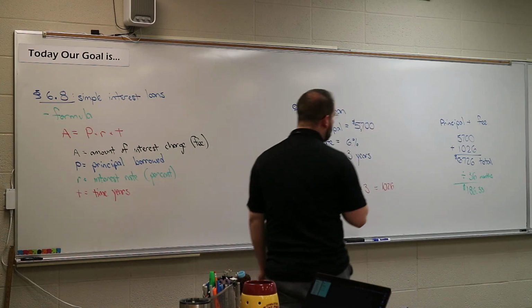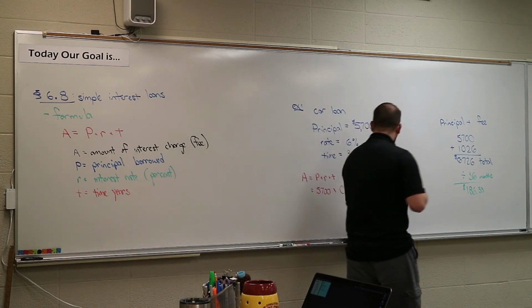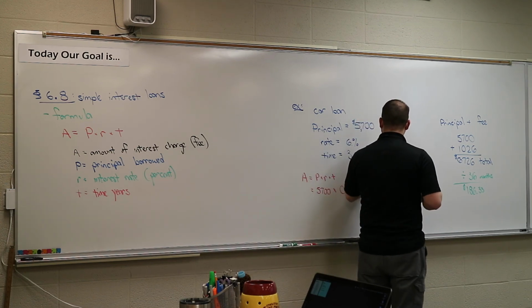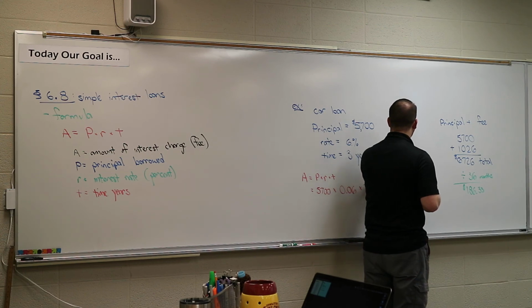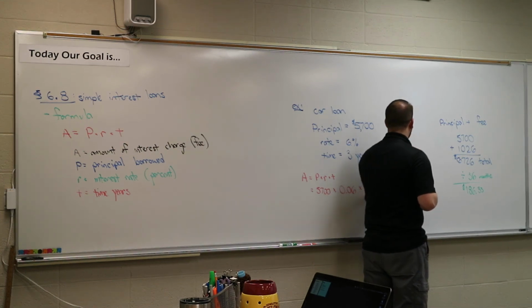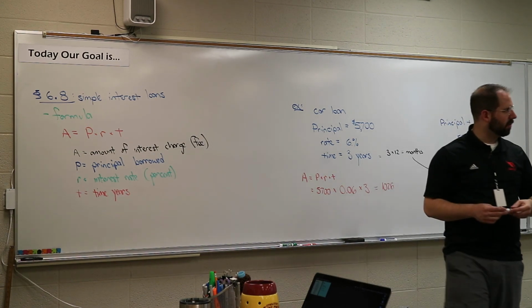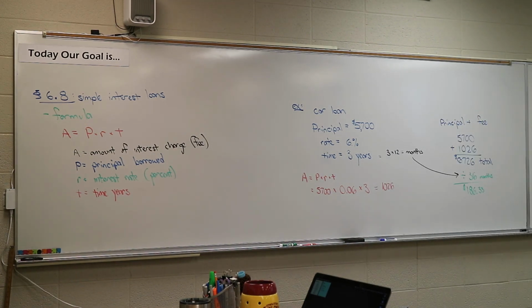Okay, now how did I come up with that 36 months? You take your number of years times 12. That tells you how many months you're going to borrow that money for, and that's where that 36 came from. Take 3 years times 12. Okay, let's do another one. That way you get to see one more.